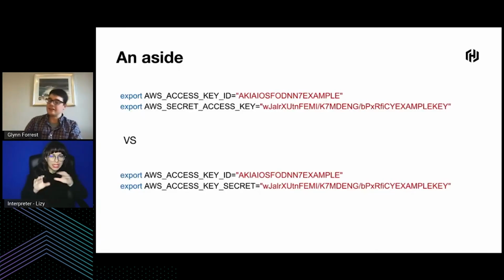Now, just as a little aside, my personal vendetta against Amazon access keys: the top is how it is done, access key ID and secret access key. But I personally think the bottom would be way better, access key ID and access key secret, but I digress.